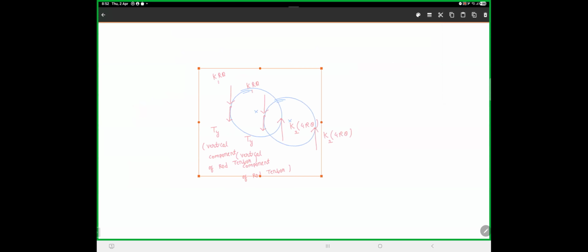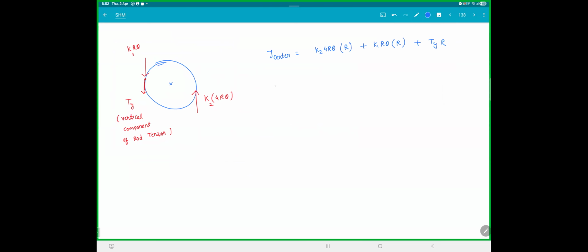Torque about the center: K2 4R theta into R, K1 R theta into R plus Ty into R is equal to I disk alpha. This would be minus mR squared by 2 alpha. K2 4R square theta, K1 R square theta plus Ty is 12.